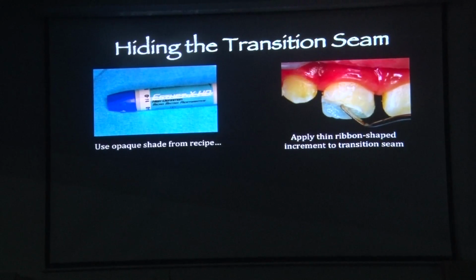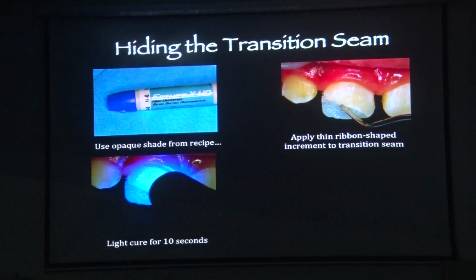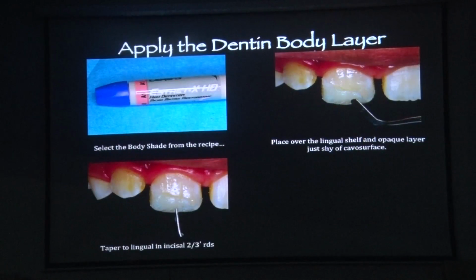So what this opaque composite will do is, it will block light here. Now why is that demarcation seen? Because it's all about dynamics of light. So use opaque, very thin layer, so it's going to block your light. And then cure it. Now I start with layering with my dentine, place my dentine.